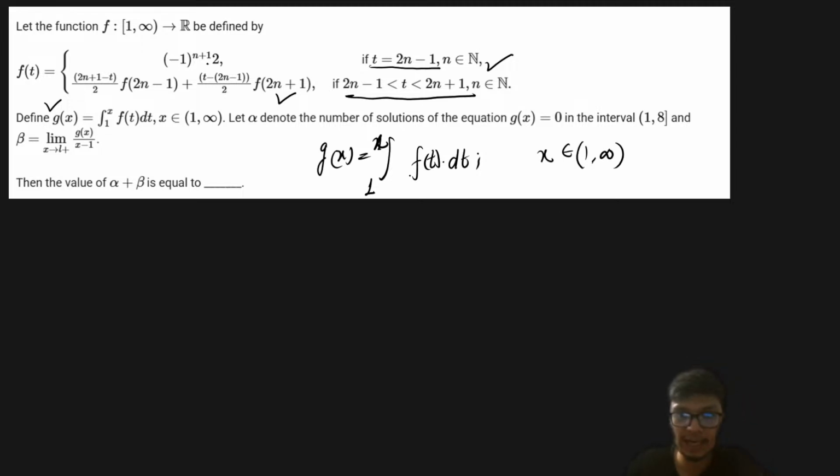Now it is said that let alpha denote the number of solutions for the equation g of x equals 0 in the interval 1 to 8, and beta is defined as the limit of g of x divided by x minus 1 as x tends to 1 plus. So beta and alpha are the two integral values that we need to find here, and ultimately we will get the answer of alpha plus beta. Okay, so let us see how we try to proceed with this question.